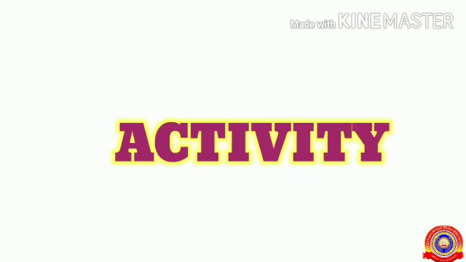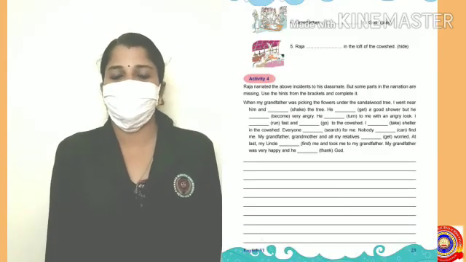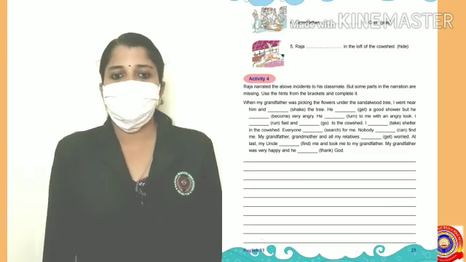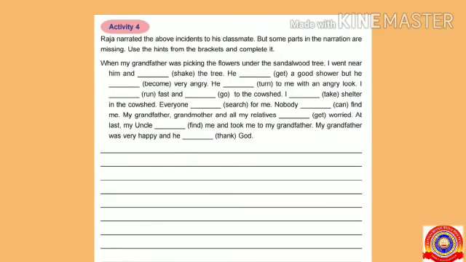Now let's go for today's activity. Students, all of you take your English text and take page number 23. Here, did you see activity 4? Now, all of you read the question given in this activity. Raja narrated the above incidents to his classmate, but some parts in the narration are missing. Use the hints from the brackets and complete it.